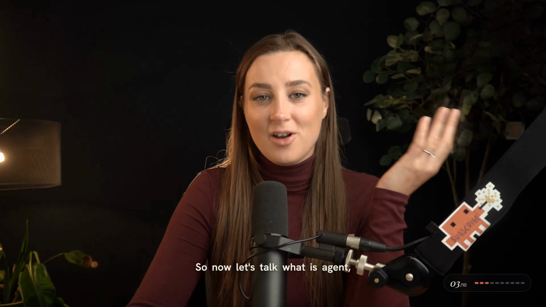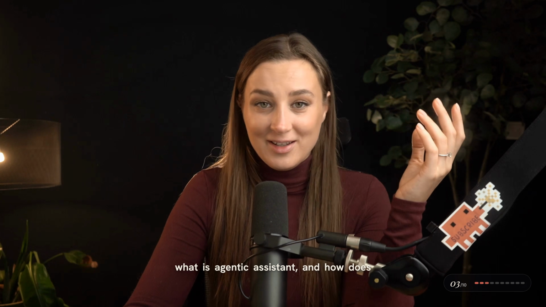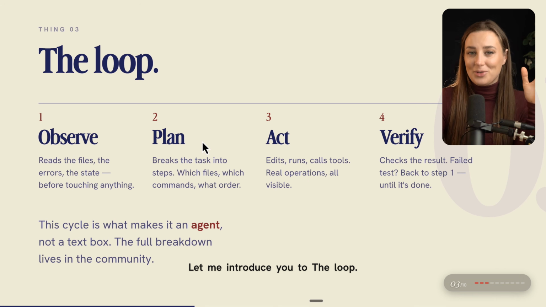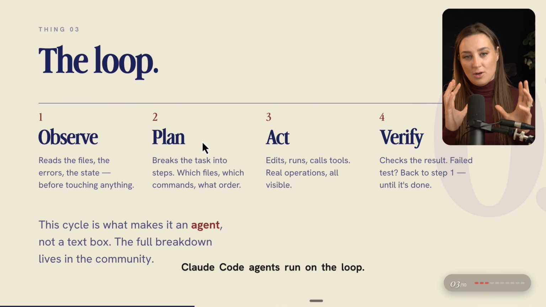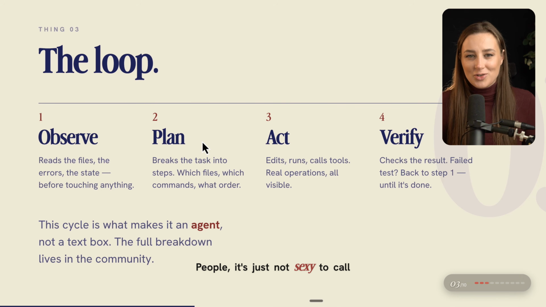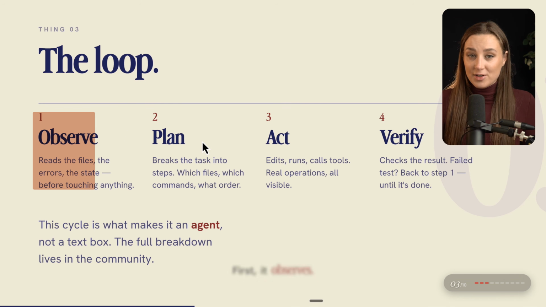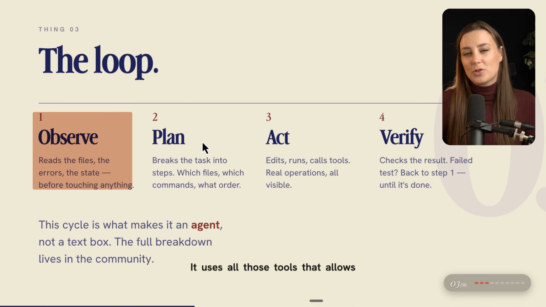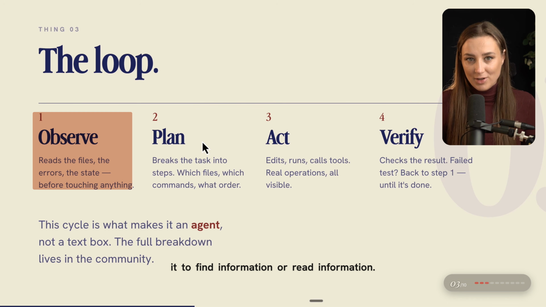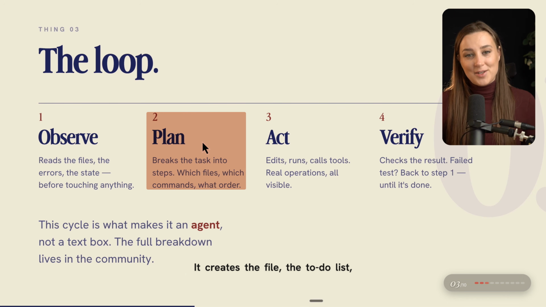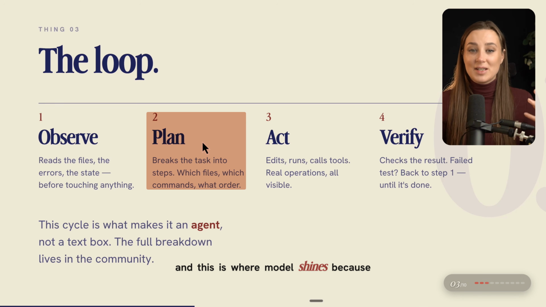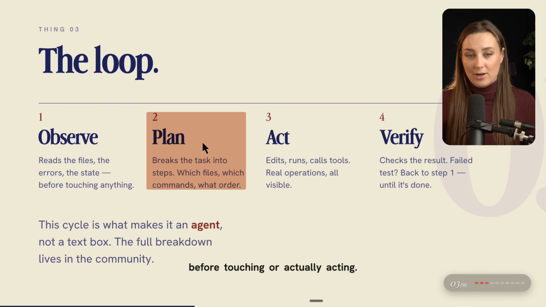So now, let's talk about what an agent is, what an agentic assistant is, and how Claude Code actually works. Let me introduce you to the loop. Claude Code agents run on the loop. That's what agents are. It's just not sexy to call it loops. First, it observes. It uses all those tools that allow it to find or read information. Plan: it creates the file with the to-do list, and this is where the model shines because it can actually think what to do before acting.